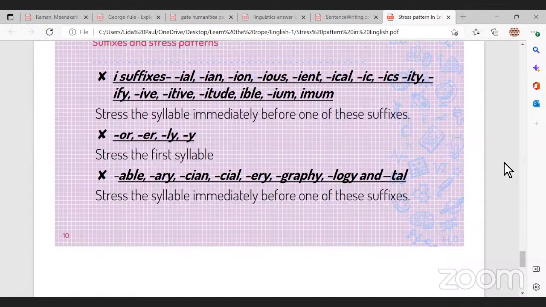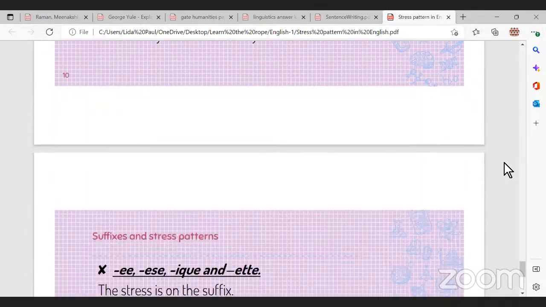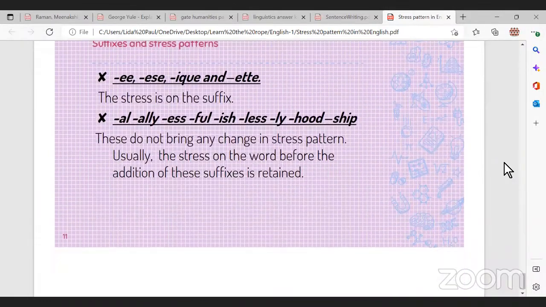Able, ary, shen, shell, ery, graphy, logy, and tal. Yes, this is the example. Then this one I already discussed with you. E: refugee, trainee, Japanese, Chinese; ik: critique, physique; et: etiquette, netiquette. When you have suffixes like this, ee, ese, ique, ette, the stress is on the suffix, right? The suffix takes the stress. Why? Because they have long vowels in them. That's why. All of them are long vowels, so they will take the stress on themselves.